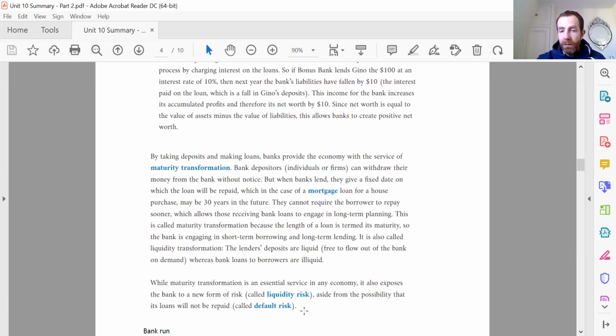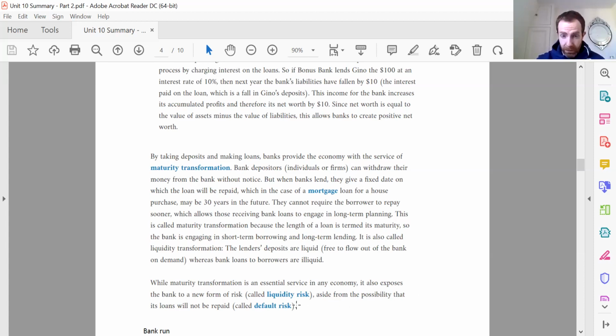Banks also face something called default risk, which is simply about the people it's lent money to, say, who have got mortgages from the bank. Well, what if they don't pay? The bank is the one taking the risk there, because if no one's paying them back, then the bank has an asset that is losing its value because no one is actually going to pay that asset back.